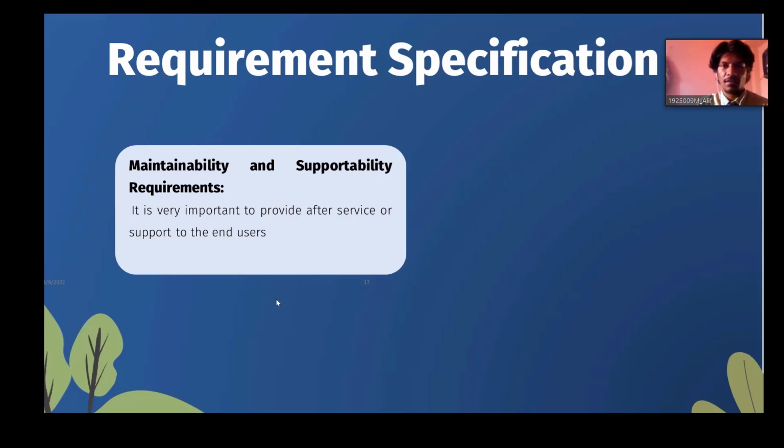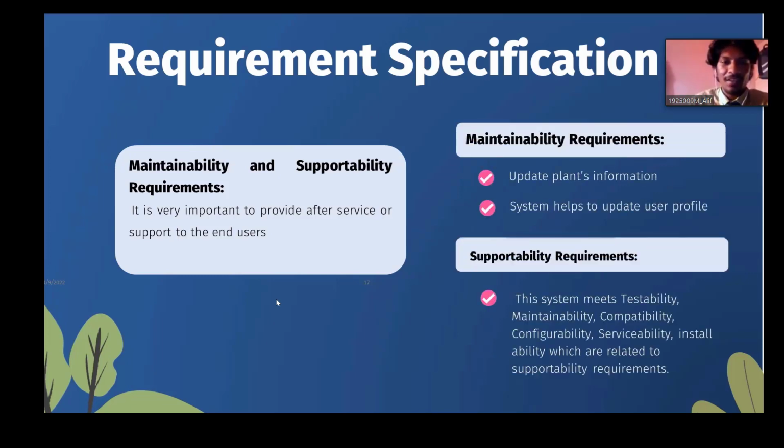I am continuing the next part of our presentation in the requirement specification, maintainability and supportability requirement. It is very important to provide after service or support to the end user. In maintainability requirement, the system will provide two types of maintenance. First of all, update plant information.